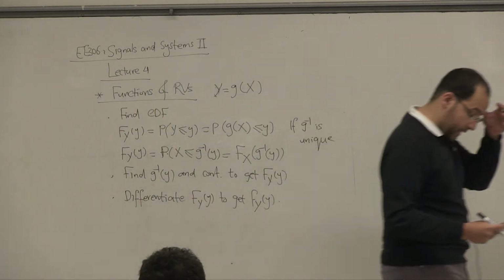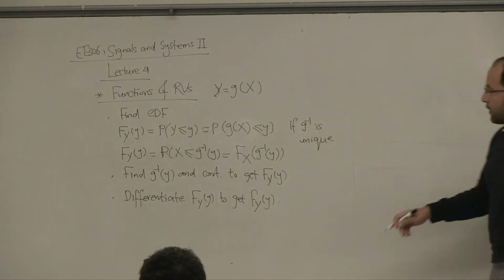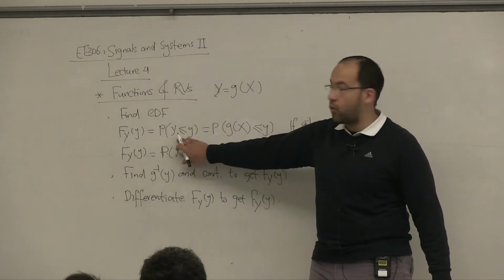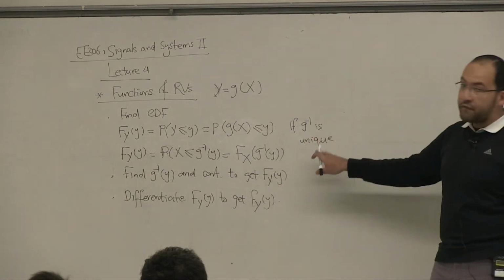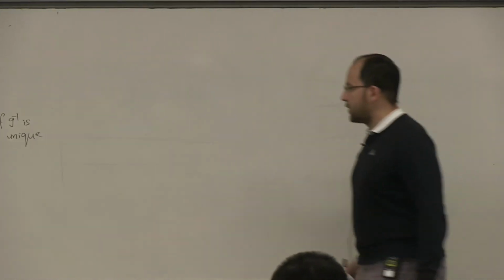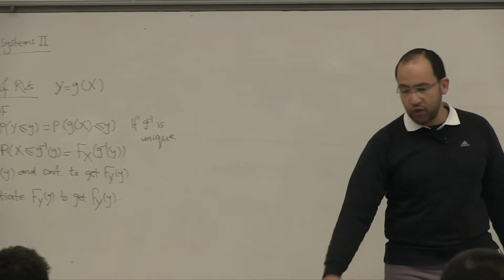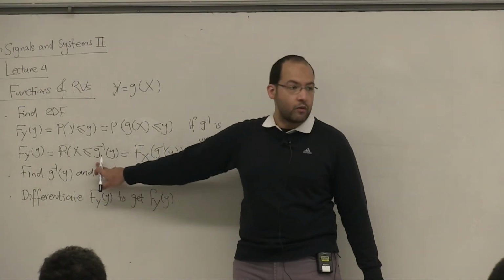All right, so what is going on here? Let's talk about it in a little more detail. The CDF, Fy of y, is the probability that Y is less than or equal to y. This Y is g of x less than or equal to small y. If g is invertible and unique, this method is the smoothest. So essentially, you invert a function. We will show examples today about how to invert a function. And thus, Fy of y becomes the probability that x is less than or equal to the g inverse.